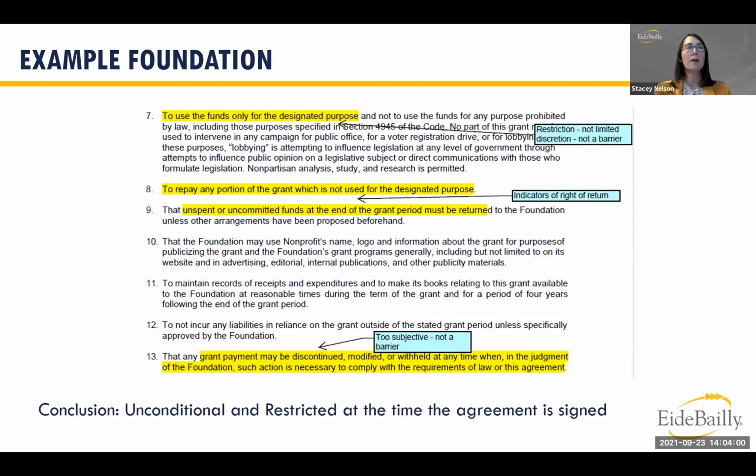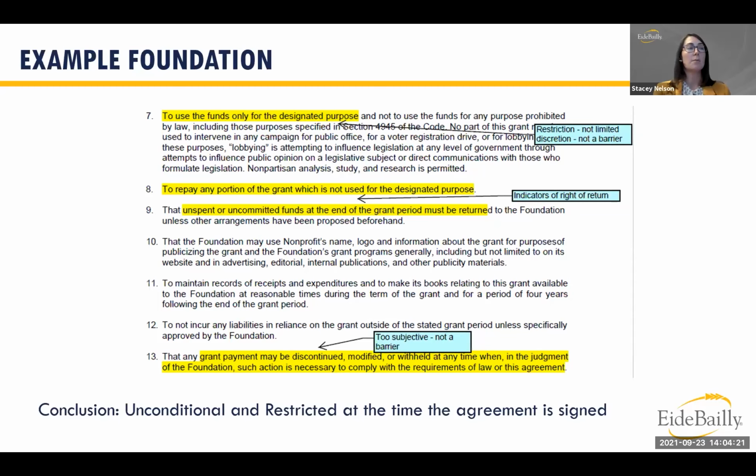Under 8 and 9, we've got some wording talking about repaying a portion of the grant which is not used for the designated purpose, or returning those unspent or uncommitted funds. So those would be indicators of a right of return. And again, unless we have both a barrier and a right of return, that would not indicate a condition.